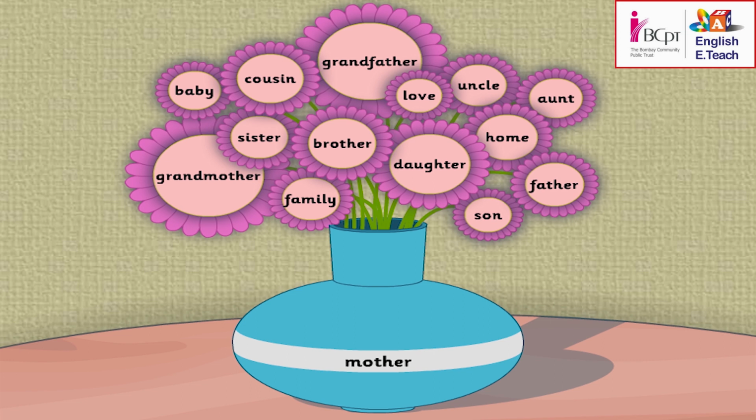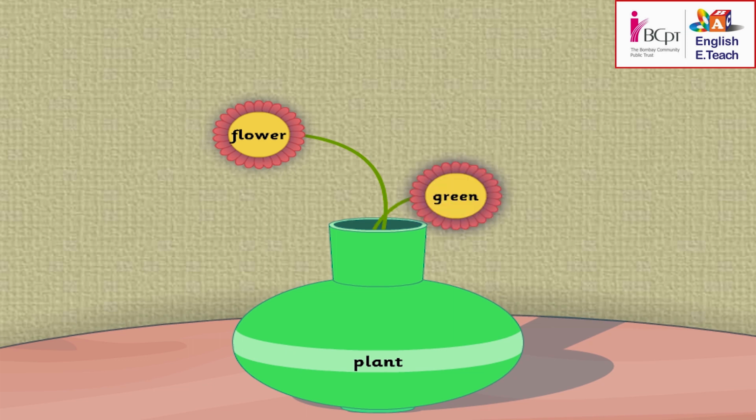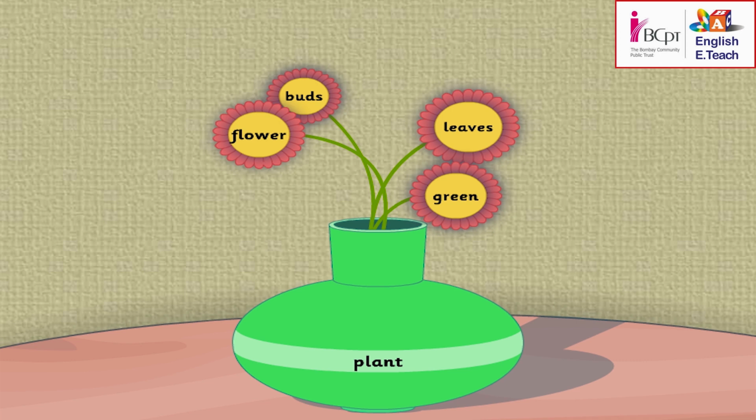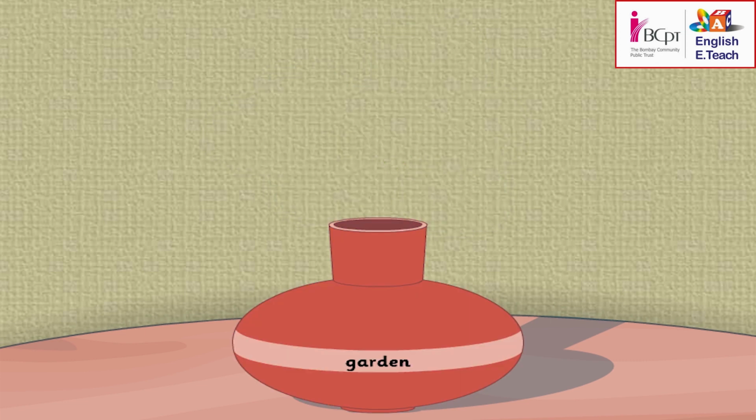Now, do the same with the next vase. Plant, flower, green, leaves, buds, seeds, sunlight, water. That's great, children. We have another set of words here.